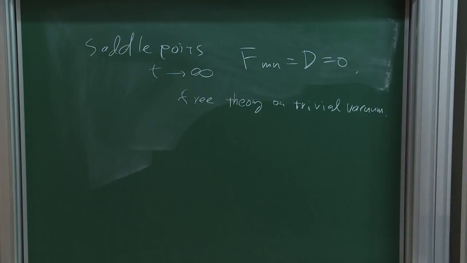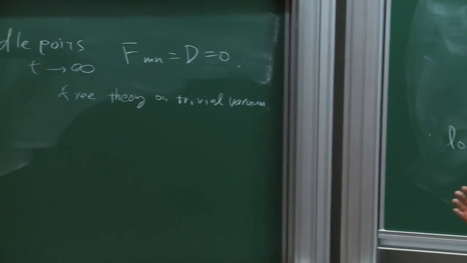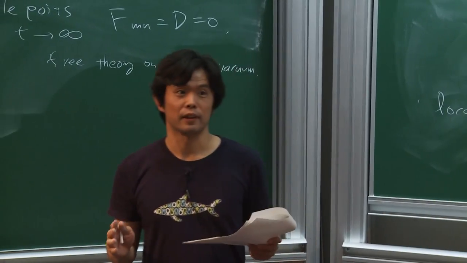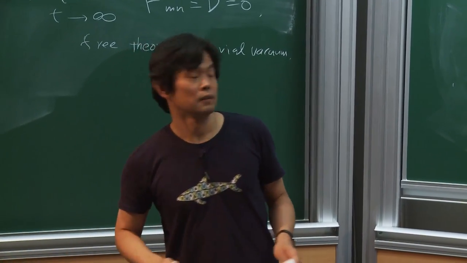So this is almost trivial. I mean, the computation is almost trivial. Just compute the free theory. Okay, forget about the interaction. Just compute the spectrum on the S1 cross S3. At least it's straightforward and easy.